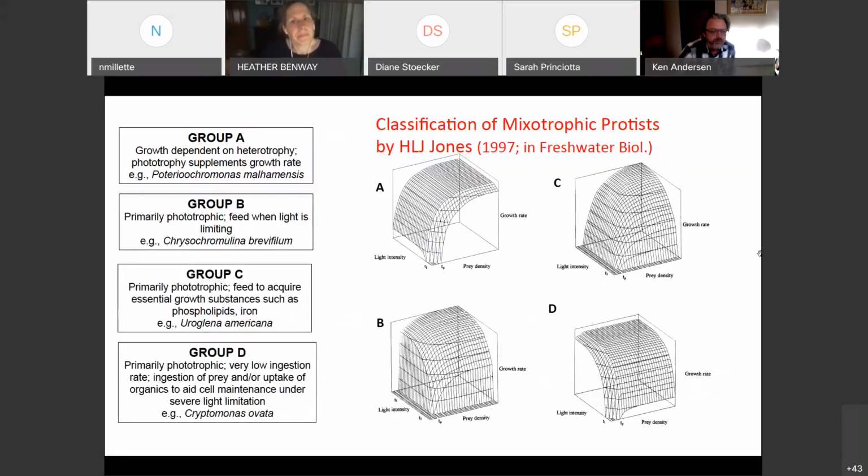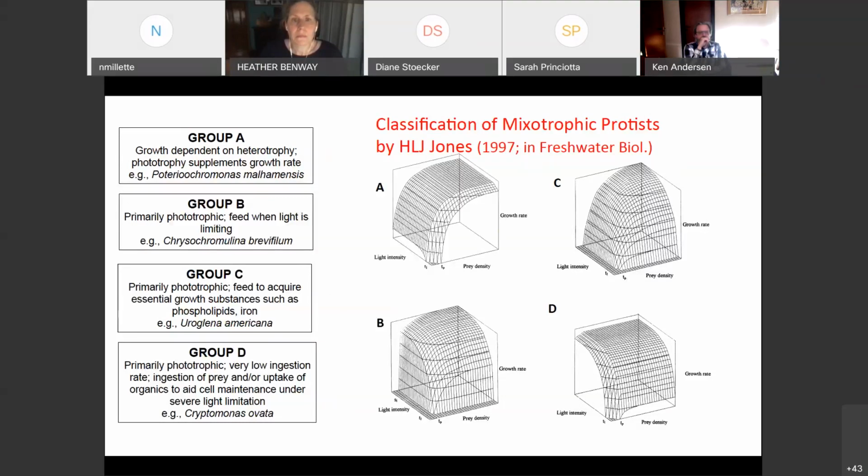Just to show you her groups. Group A was mixotrophs where growth was dependent on heterotrophy. And so phototrophy supplemented the growth rate, but they couldn't grow phototrophically without eating. Group B is primarily phototrophic, and these would only feed when light was very limiting.